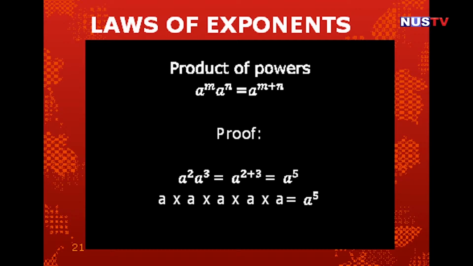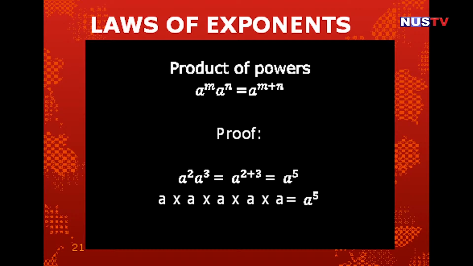First law of exponent is called products of powers. We say that a to the power of m multiplied by a to the power of n is the same as a to the power of m plus n. Now you are adding the powers. And the proof, let's have the proof.